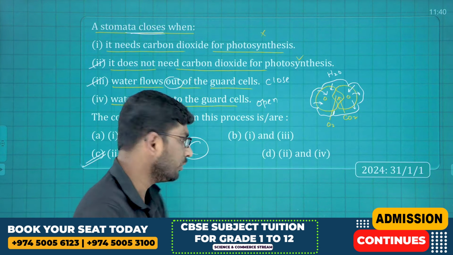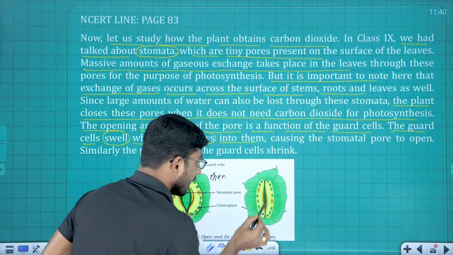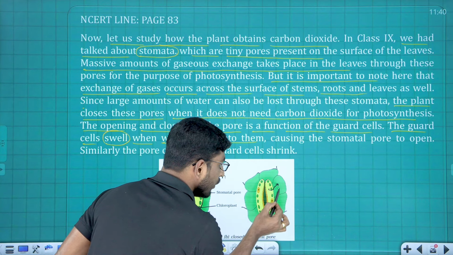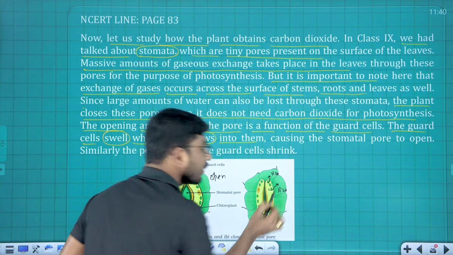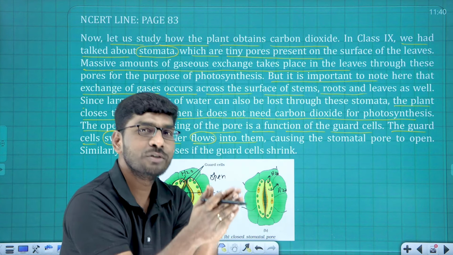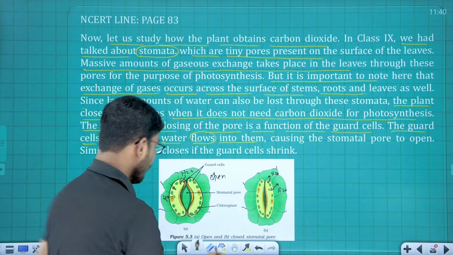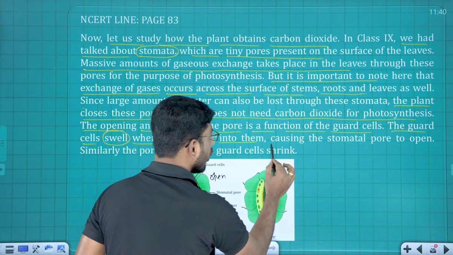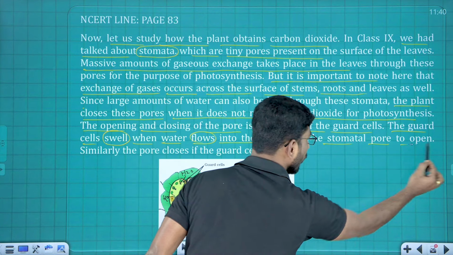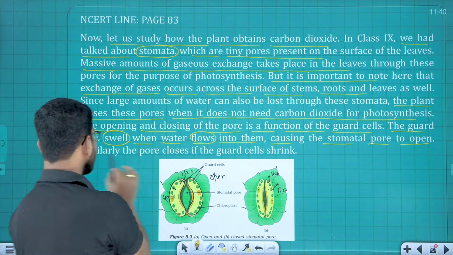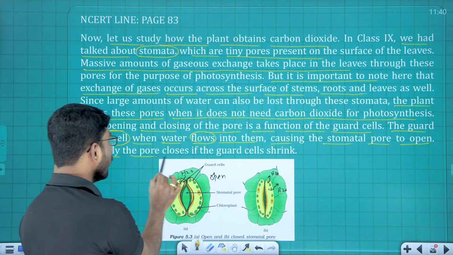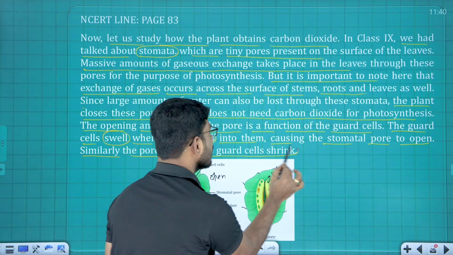When water comes out, come back to the diagram. From this guard cell, when water comes out, these guard cells will shrink. When guard cells shrink, stomata close. Read here, read the continuous statement. What is given? Causing a stomatal pore to open. When will it open? When water enters into the guard cell. Next, similarly, the pore closes if guard cells shrink.